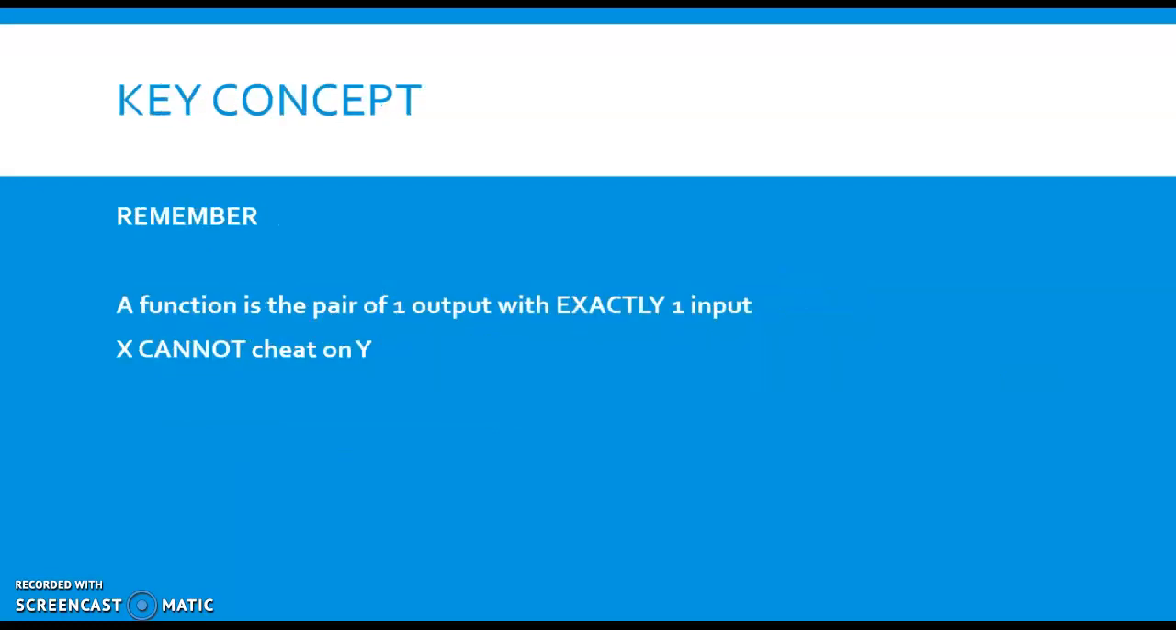Okay, so key concept, we need to remember that a function is the pair of one output with exactly one input. So each input can only have one output. And that means that x cannot cheat on y. That's the quickest way I can think of to help you guys remember it. That's how I used to bring it up with my high schoolers. Our x value can only have one y value. If our x value has two y values, then it's cheating and it's not a function.